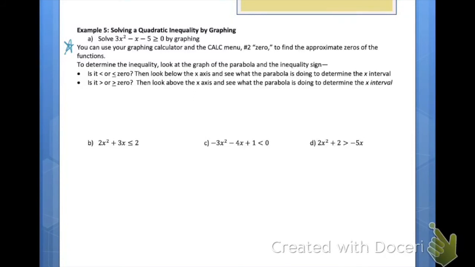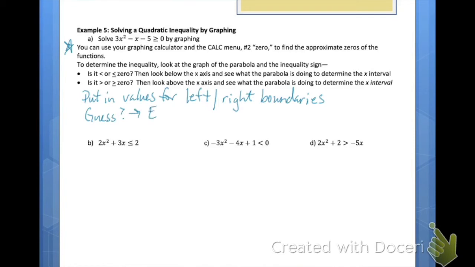So I'm going to highlight just what we came up with when I showed you how to do this on the graphing calculator. We put in values for the left and the right boundaries when we did the second calc, and then went to number 2 to find the zeros. And when the calculator asks you to guess, you simply press enter, meaning yes, go ahead and guess. And then it tells you each of the intercepts.